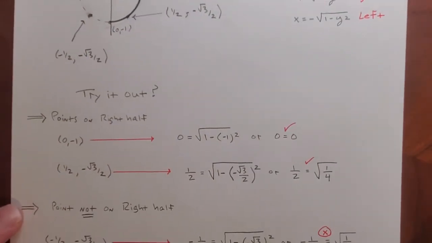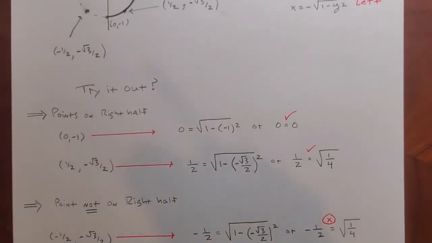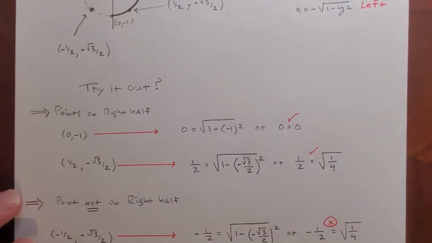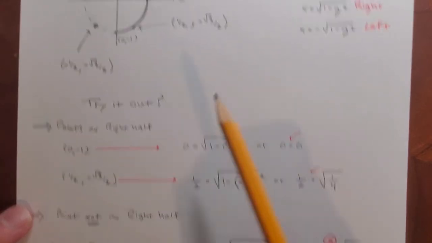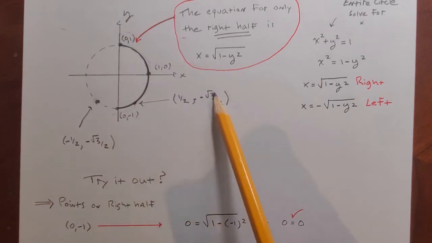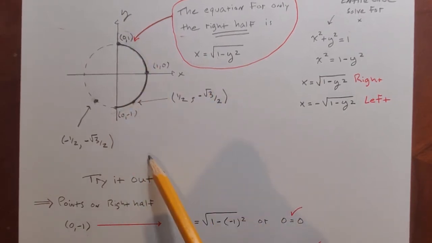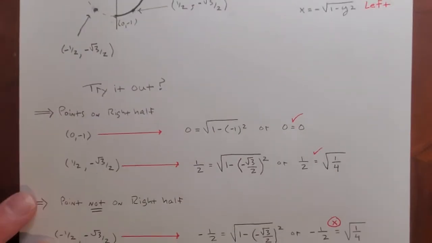In math, you can always try things out, see if they work. If you have trouble understanding something, try it out, see if it works. Put numbers in, start doing calculations. So here are 2 points on the right half, and these points really are on the right half of that circle. I promise you they're on there.